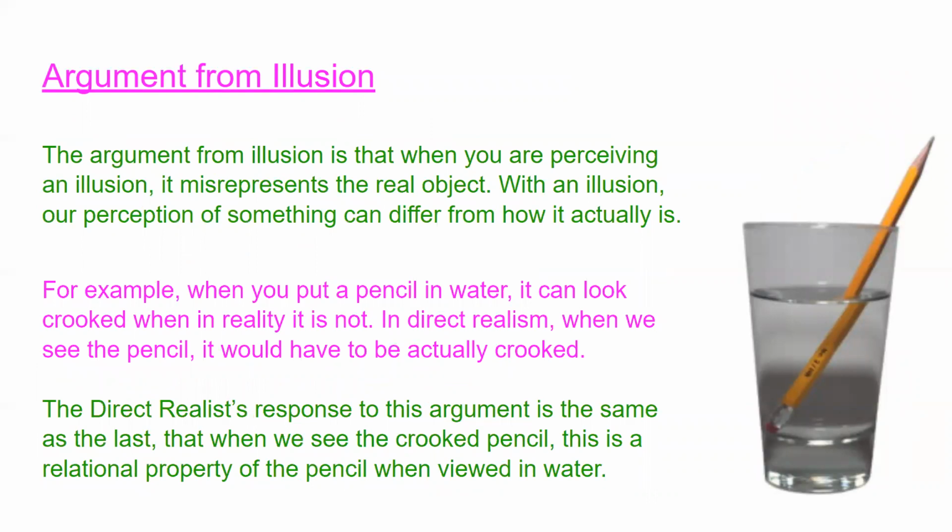The second objection against direct realism is the argument from illusion. The argument from illusion is that when you are perceiving an illusion, it misrepresents the real object. With an illusion, our perception of something can differ from how it actually is. For example, when you put a pencil in water, it can look crooked when in reality it is not. In direct realism, when we see the pencil, it would actually have to be crooked. The direct realist response to this argument is the same as the last. That when we see the crooked pencil, this is a relational property of the pencil when viewed in water.